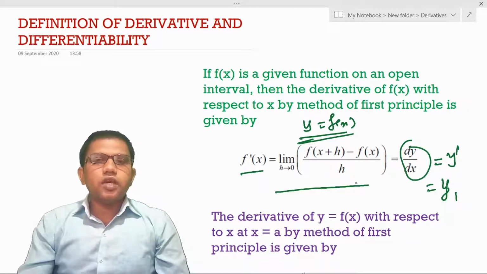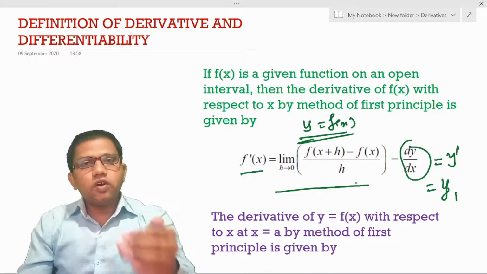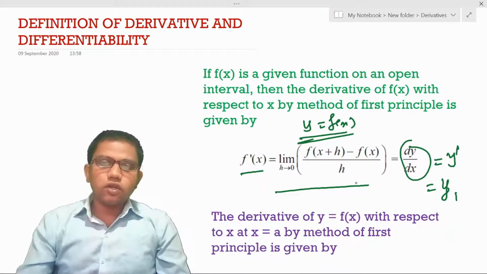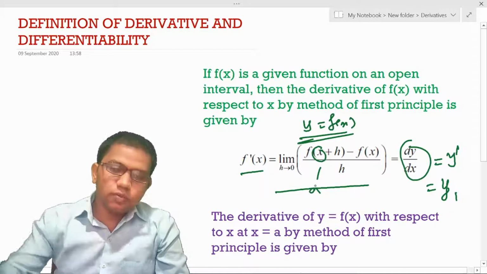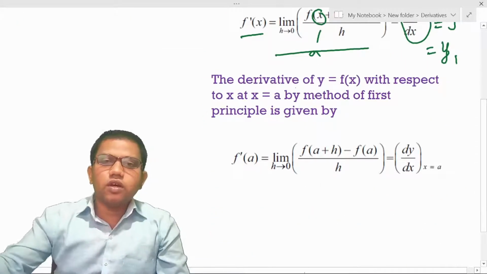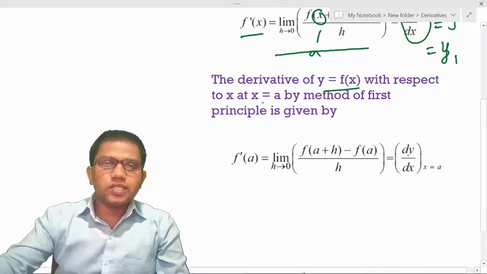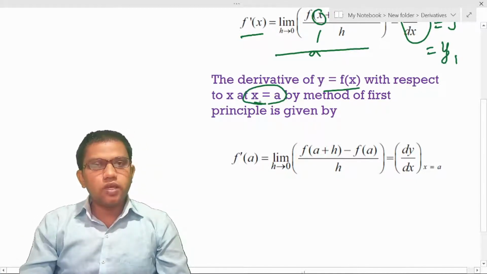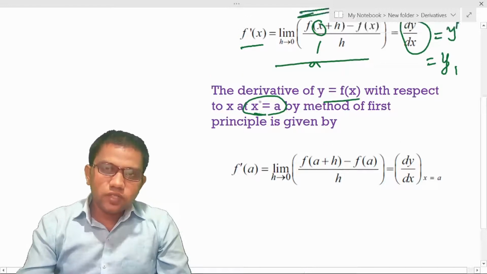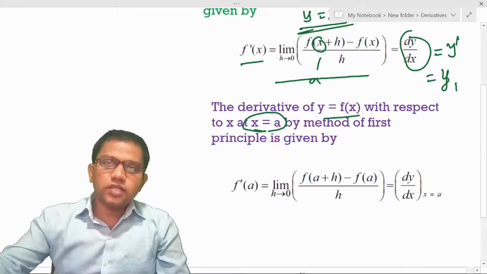Suppose you want the derivative of a function at a particular point. Then we just have to replace x by a. Suppose we want the derivative of y is equal to f(x) with respect to x at x is equal to a. Suppose we want the derivative at x is equal to a.